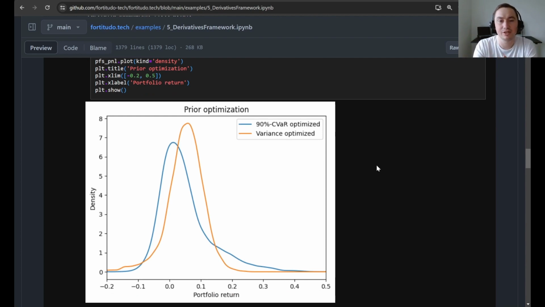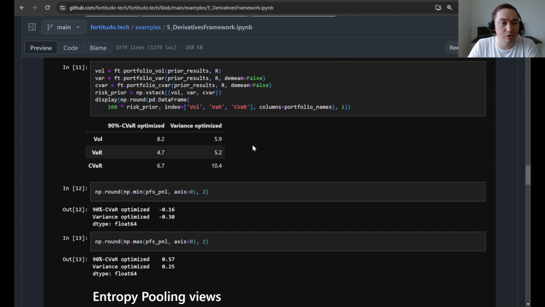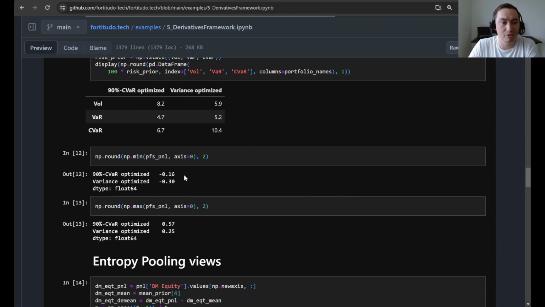So here we see the difference in the P&L, how it looks for a 90% CVAR optimized portfolio and a variance optimized portfolio. So what we can immediately see for the 90% CVAR optimized portfolio is that scenarios where we lose a lot happen much less frequently than for the variance optimized portfolio. On the other hand, we have significantly more upside potential in the 90% CVAR optimized portfolio. You should remember that both of these distributions have an expected return of 5%. So here we just compute some risk numbers and look at how it looks, and then compute some minimum maximum values.